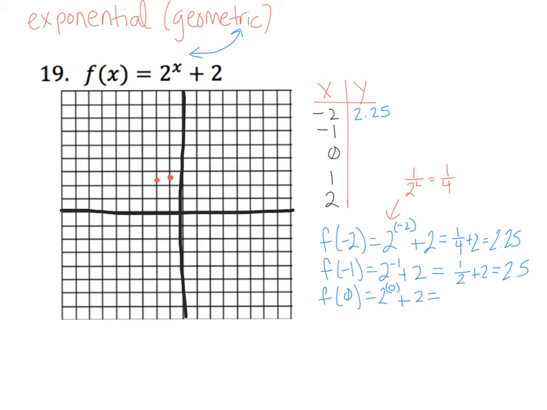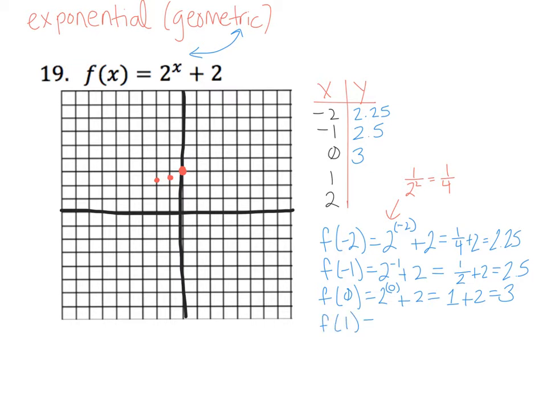Whisper to yourself: what is 2 to the 0 power? If you said 1, you're right. So 1 plus 2 is 3. Oh my gosh, y'all, I haven't been putting these up in my table. So 0 comma 3, let me just put that on my graph real quick. That's an easy point.